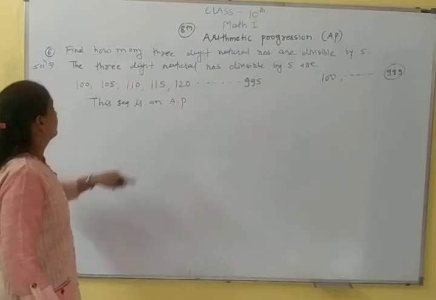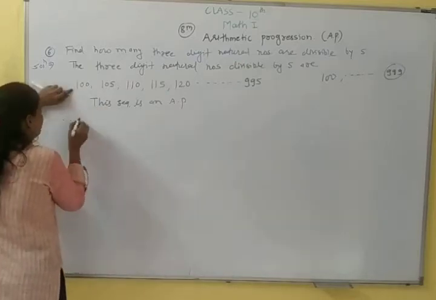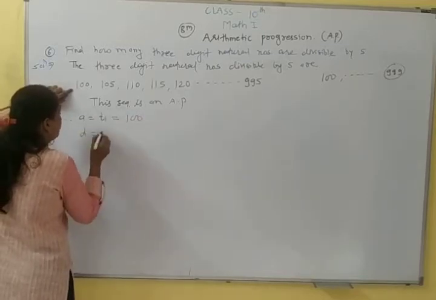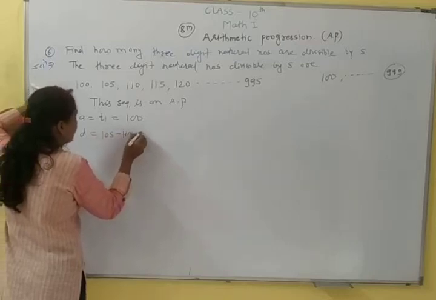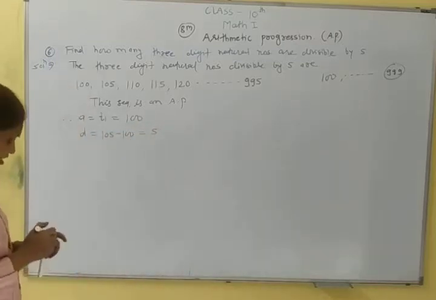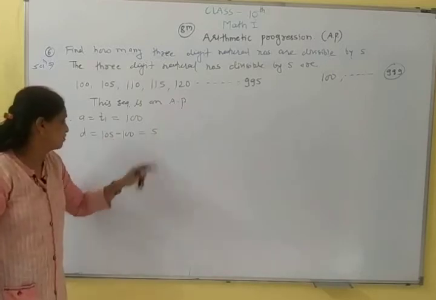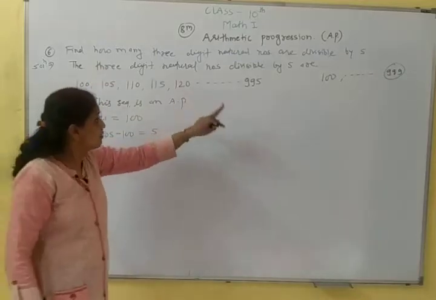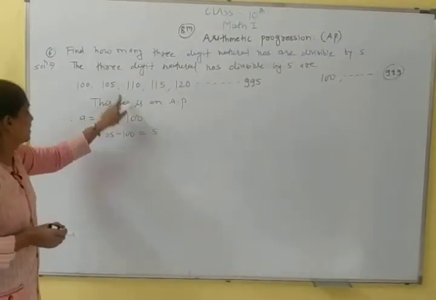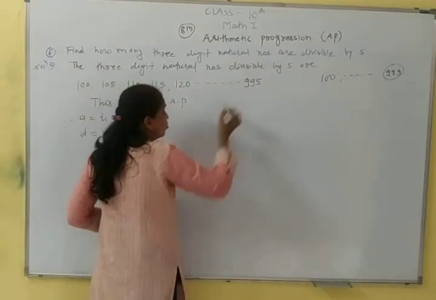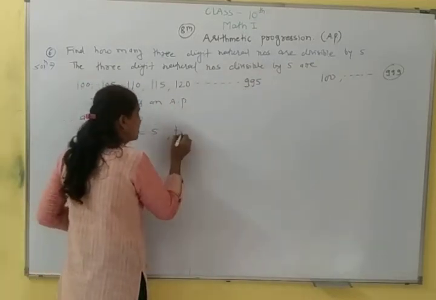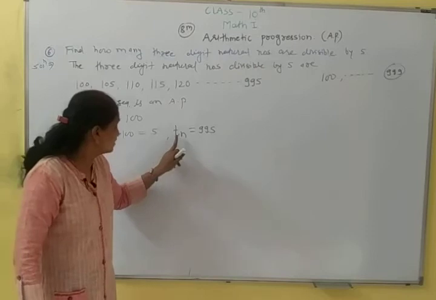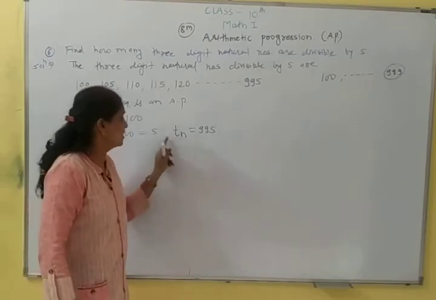Then write down first term and common difference. Therefore, A equal to T1 equal to 100 and D equal to 105 minus 100, that is 5. Given sequence is an AP. Given A equal to 100, D equal to 5, and the last term is already given: Tn equal to 995. Last term is denoted by Tn, this is the nth term.